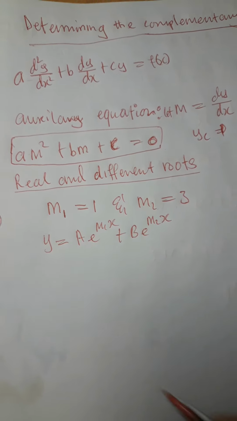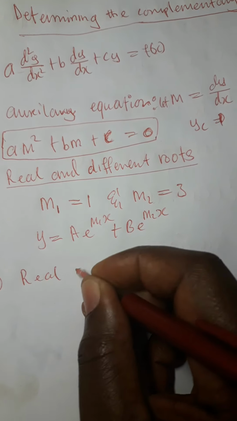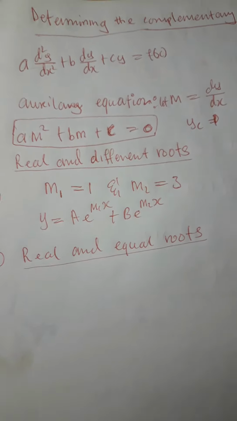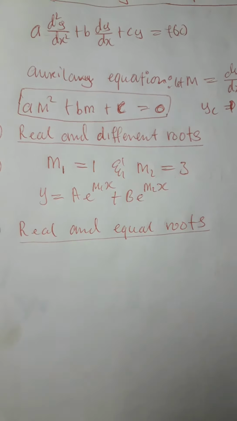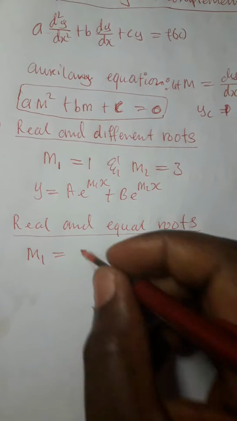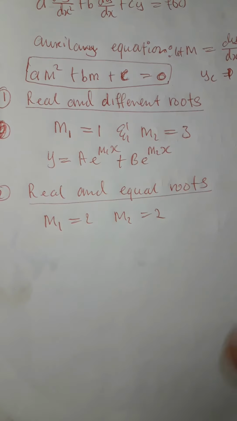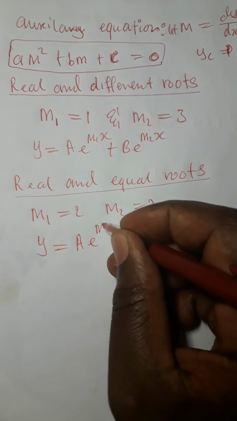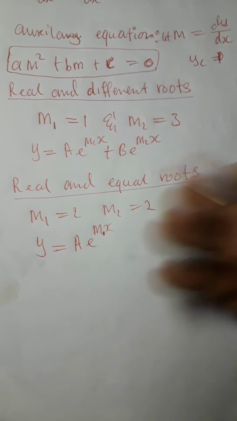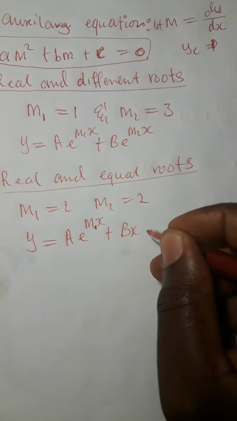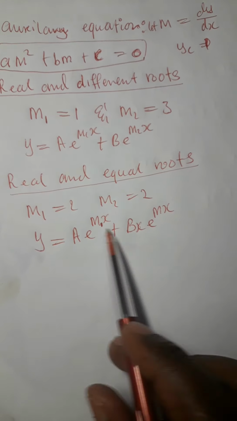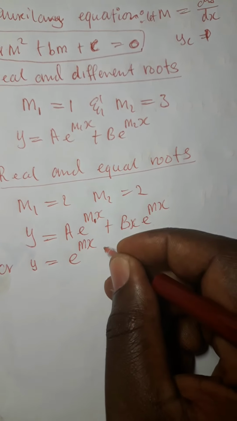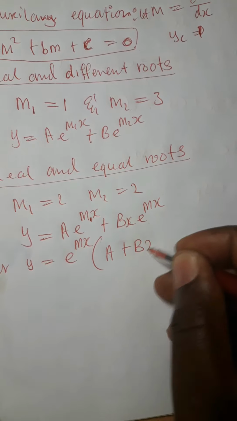Let's talk about the second one, which is real and equal roots. This means that if m1 is 2, m2 will be equal to 2. This will be given as y equals a e to the power mx plus b x e to the power mx. Since e to the power mx is common, you can take it out of the bracket: y equals e to the power mx into a plus b x.